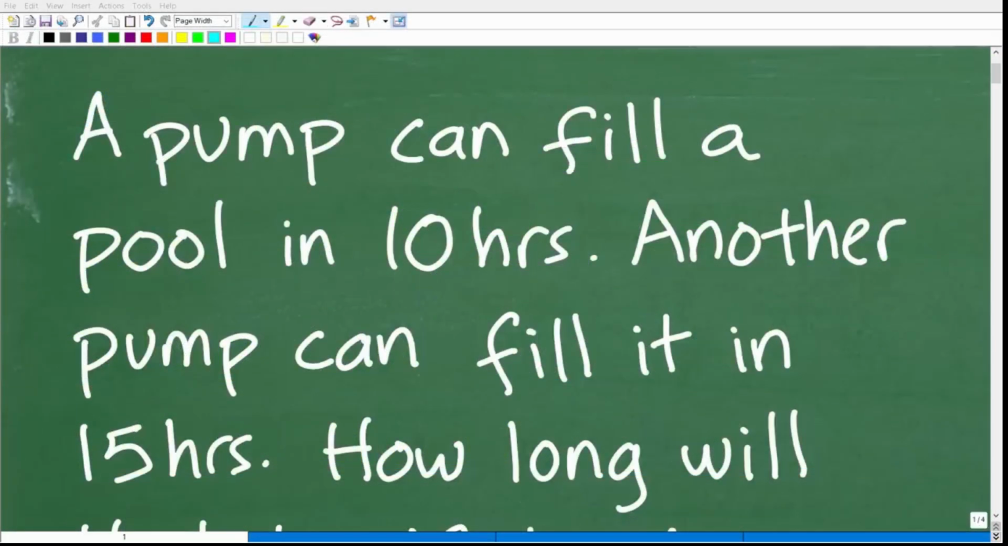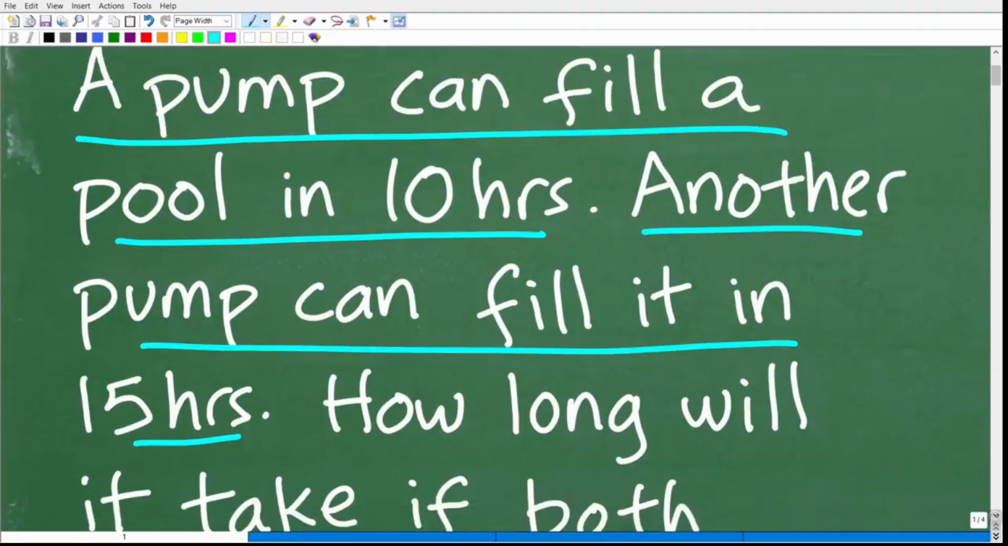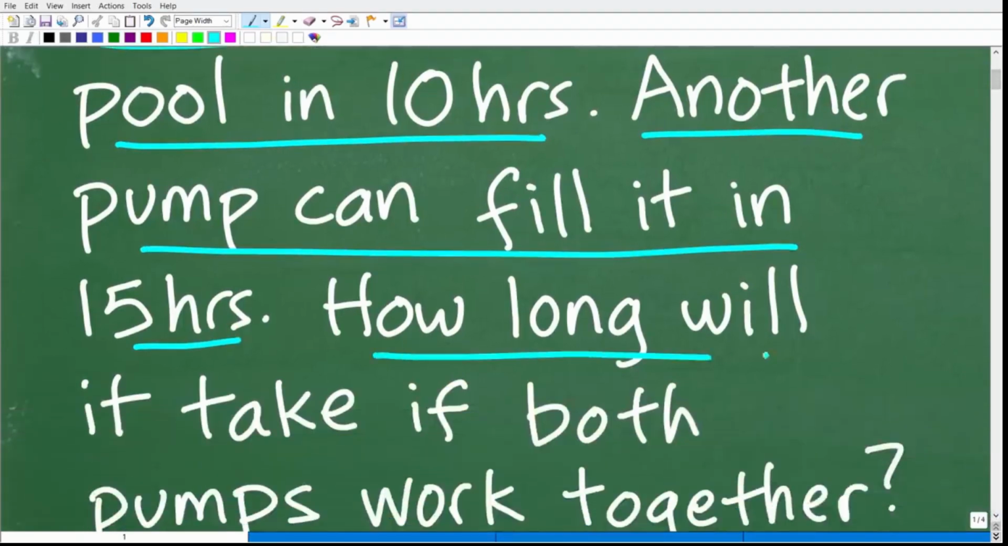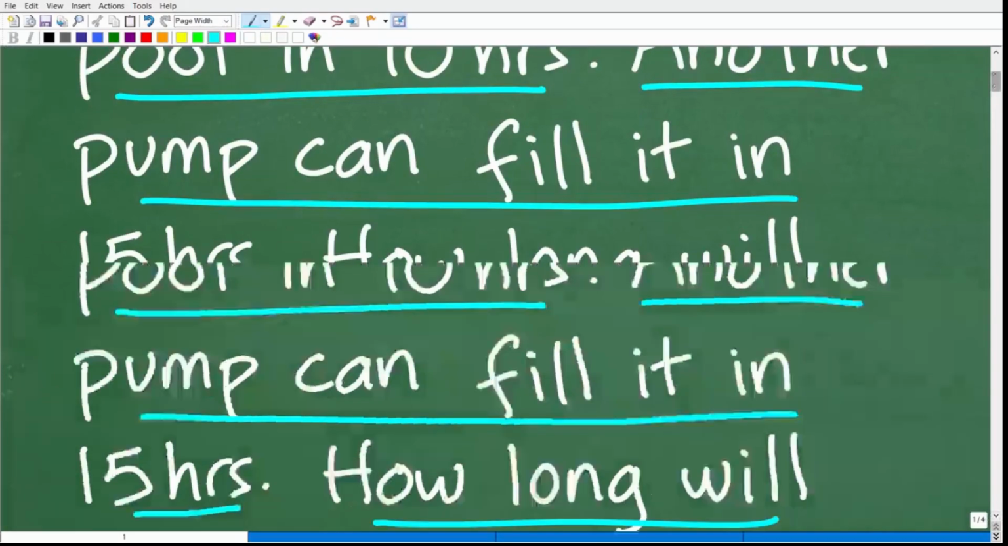Okay, so if you like to solve algebra word problems, well, this is a perfect little challenge for you because the type of problem that we're going to be doing here seems to confuse a lot of algebra students. Let me go ahead and read the problem. A pump can fill a pool in 10 hours. Another pump can fill it in 15 hours. And the question is, how long will it take if both pumps work together? All right, so that is the question.